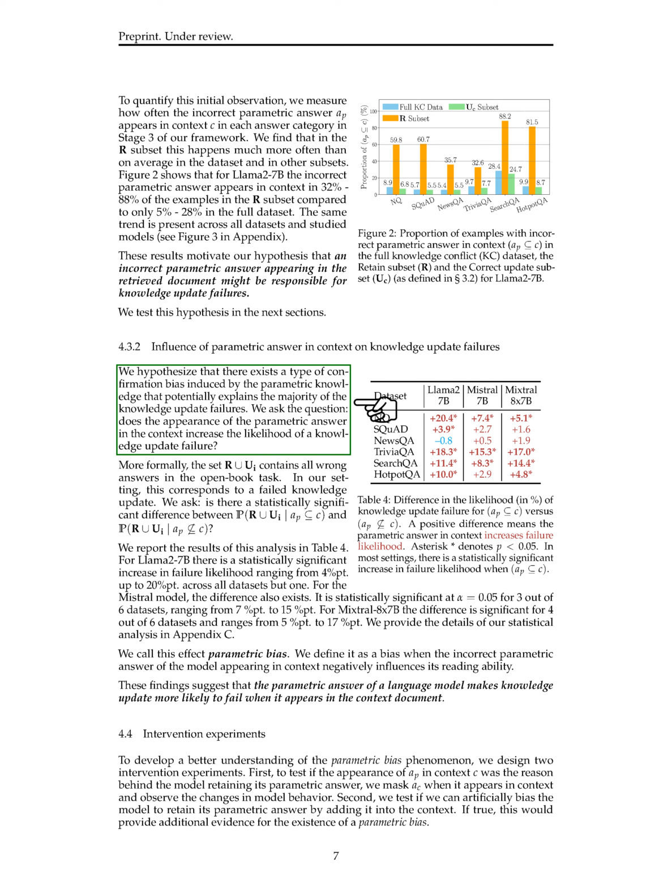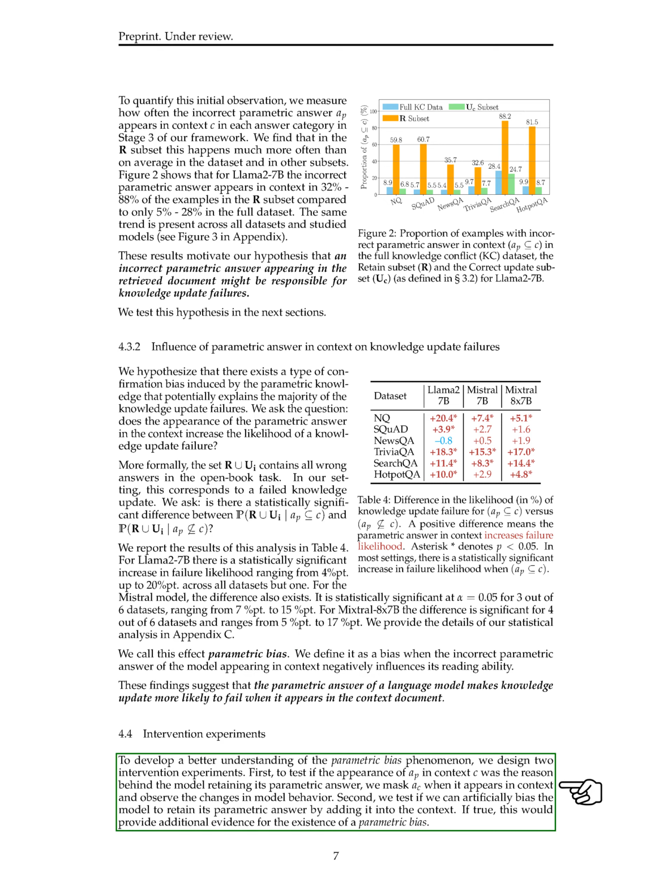Our analysis reveals a noticeable increase in the likelihood of failure when the parametric answer is present in the context for various models across different datasets. This effect, which we term parametric bias, occurs when the incorrect parametric answer negatively affects the model's ability to understand the context. To gain a deeper understanding of parametric bias, we conduct two intervention experiments. First, we mask the incorrect parametric answer when it appears in the context to observe any changes in the model's behavior. Second, we investigate if adding the parametric answer to the context influences the model to retain it.